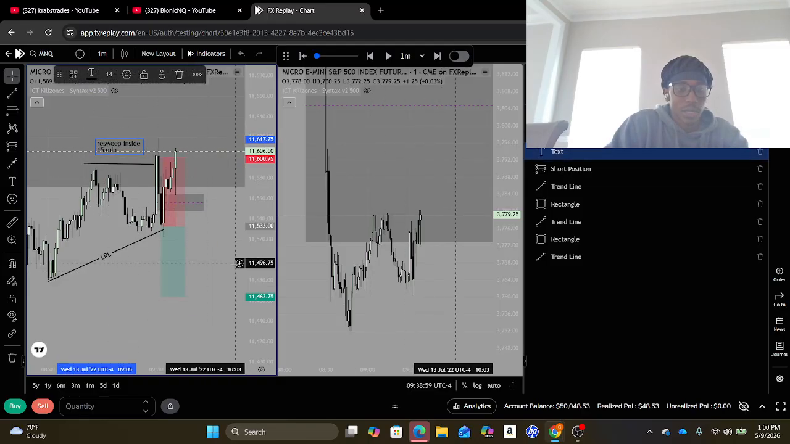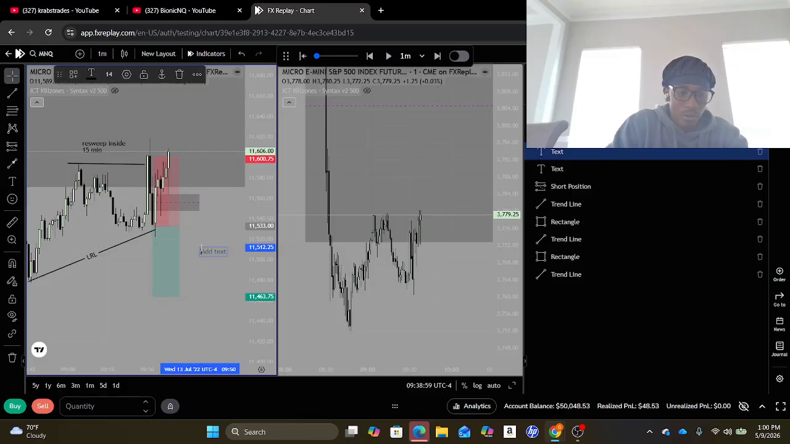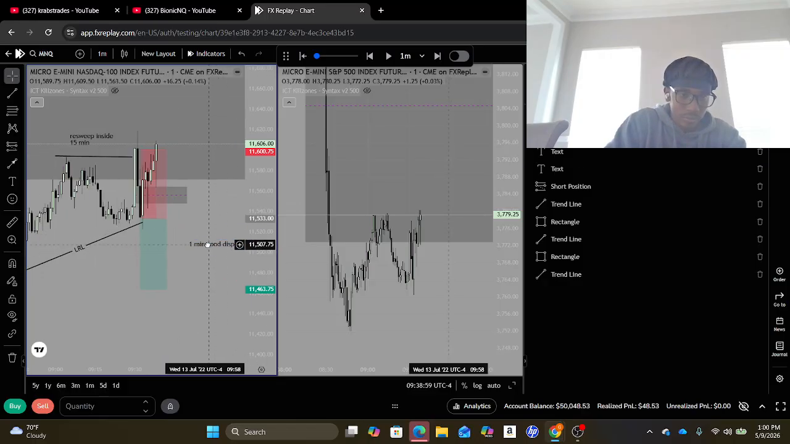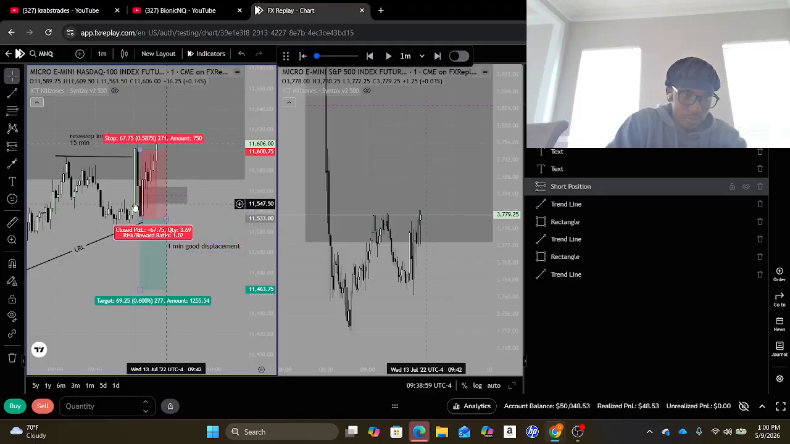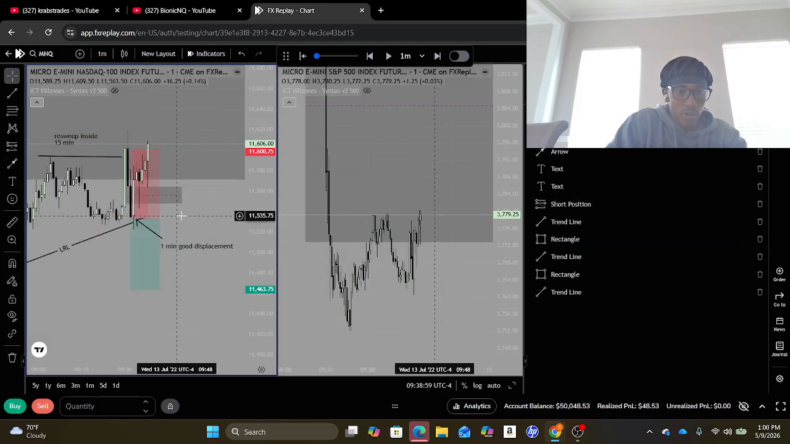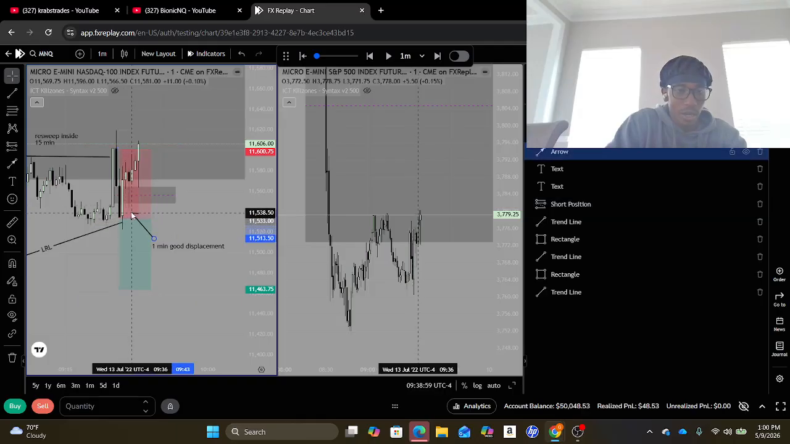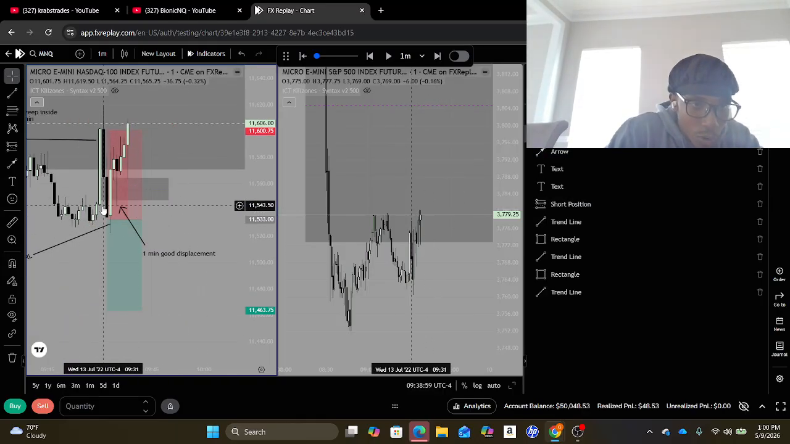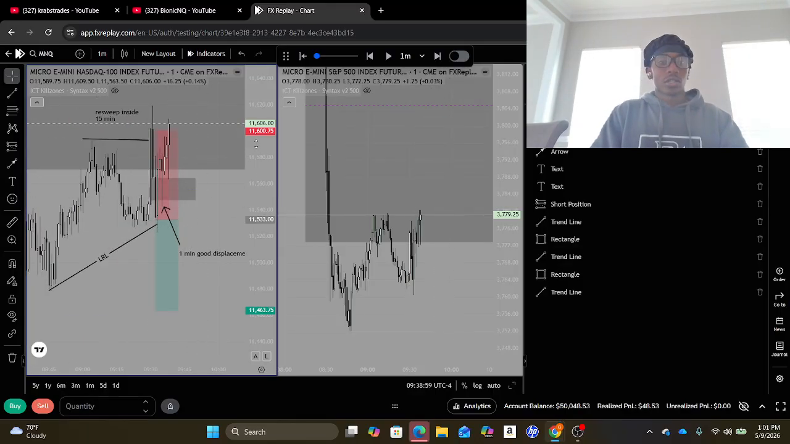But resweep inside 15 minute, 1 minute, good displacement. I'm talking about this inversion. When I say the 1 minute has a good displacement, you can see a good close for inverse. You can see there's no wick. There's a baby wick on the bottom, but that's a really good inverse. So that's kind of what you want to see out of price action.